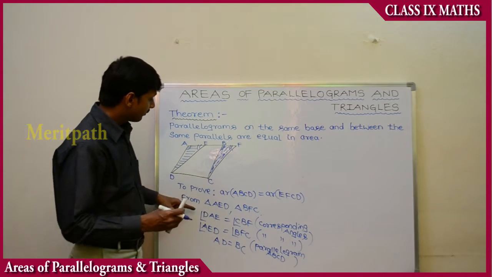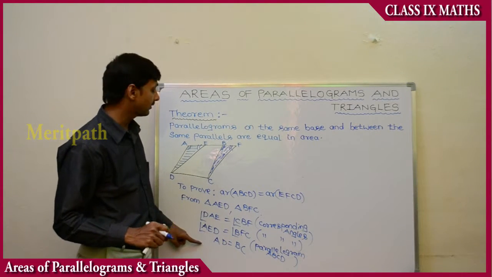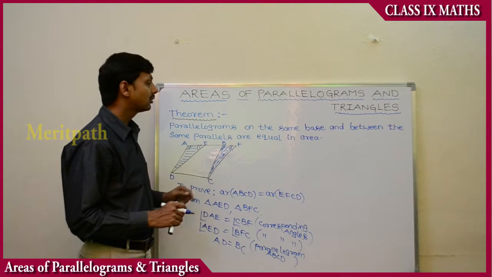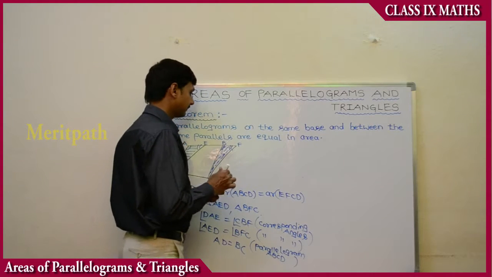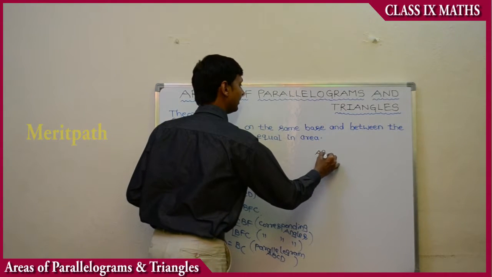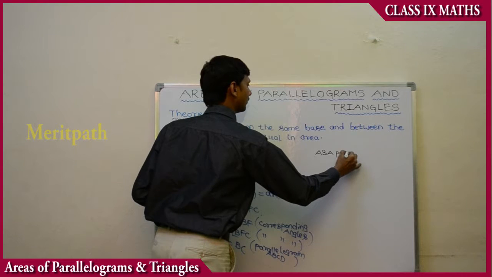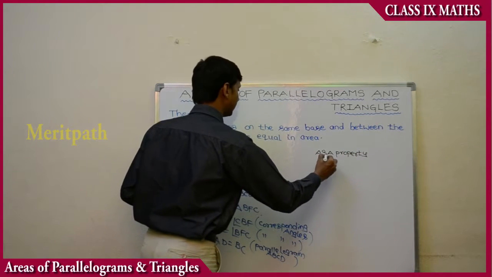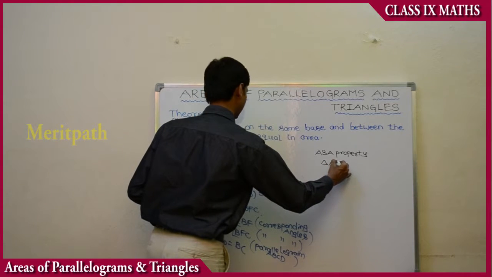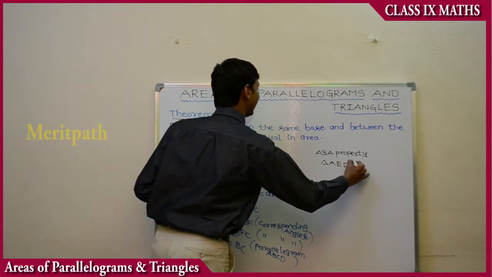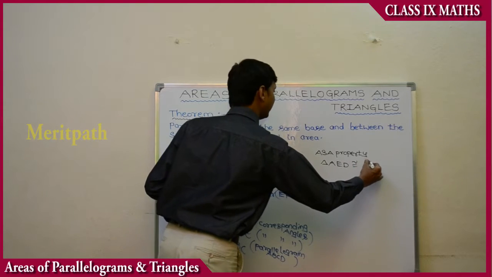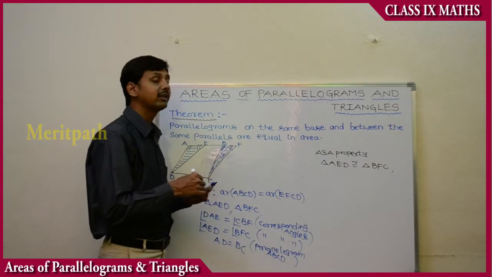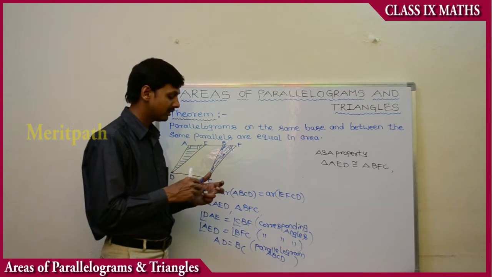Now we observe here two angles are equal and one of the sides is equal. So using the ASA property, the two triangles are congruent. Let's write that. Using the ASA property, the two triangles are congruent. Triangle AED is congruent to triangle BFC. These two triangles are congruent.